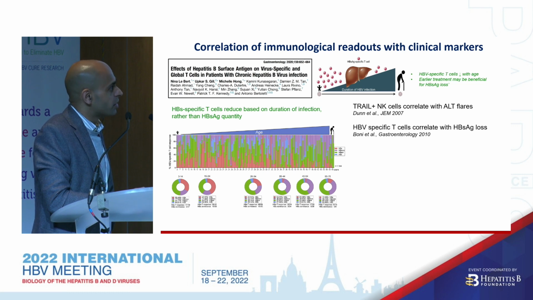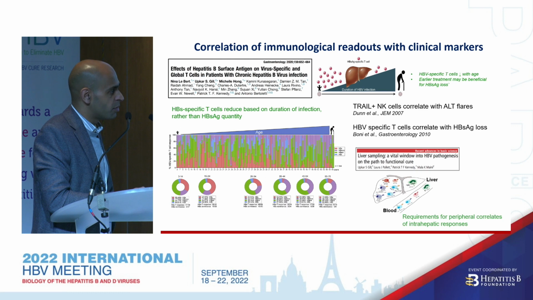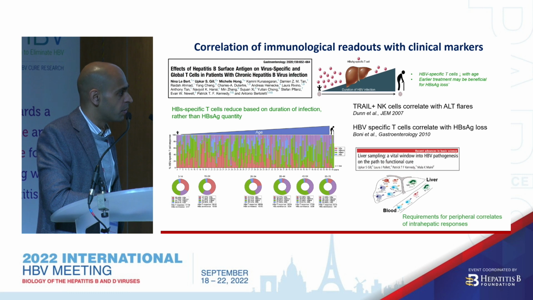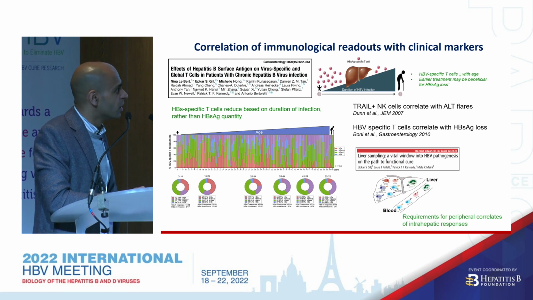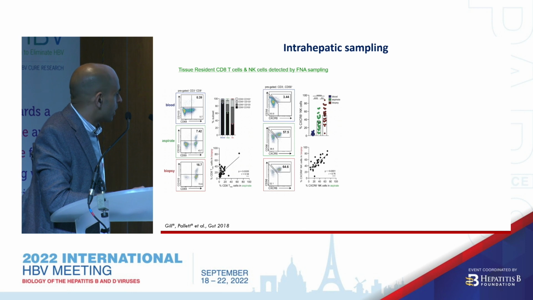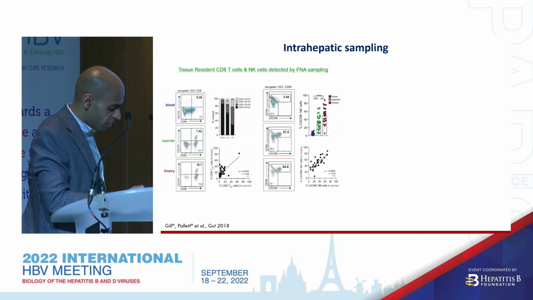So this is all work that's essentially been done in the blood, but is it still important to look in the liver? Because that's really where the action is happening, but we will need some peripheral correlates for that. Going back to work that we did with Laura Pallett in Marla's lab, looking at fine needle aspirates and the importance of tissue residency, which has already been mentioned, we were able to show that we can detect tissue resident T cells from a fine needle aspirate, essentially equivalent to that seen in a liver biopsy, both for T cells and NK cells, which were different from the blood.